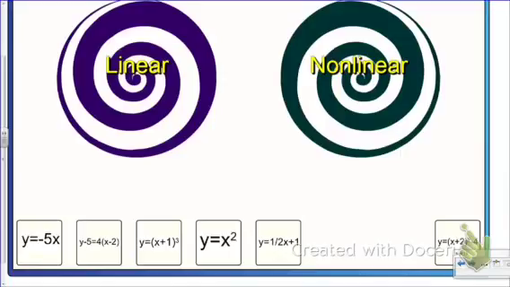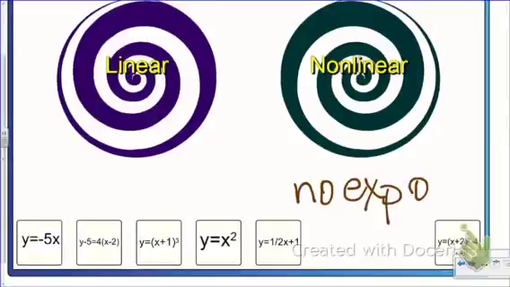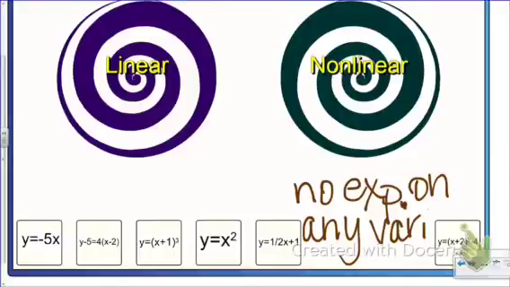A little hint that I have for you, because we're switching gears here, we've got to figure out if equations are linear or nonlinear. If we want to look at an equation to do that, there can be no exponent on the x. You might want to jot that down. No exponent on the x. Actually, on any variable. So linear has no exponent on any variable.